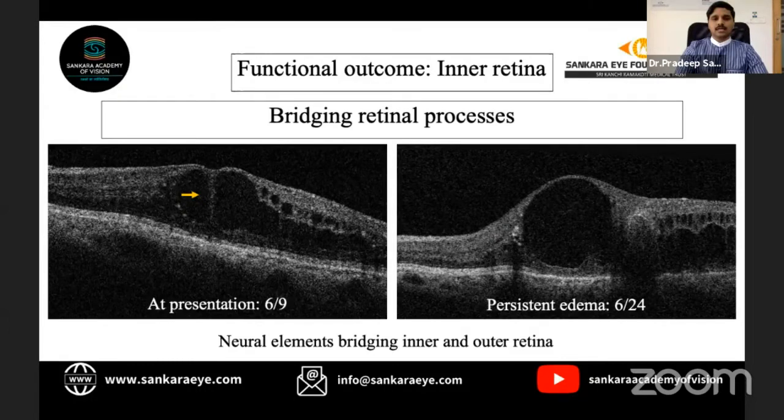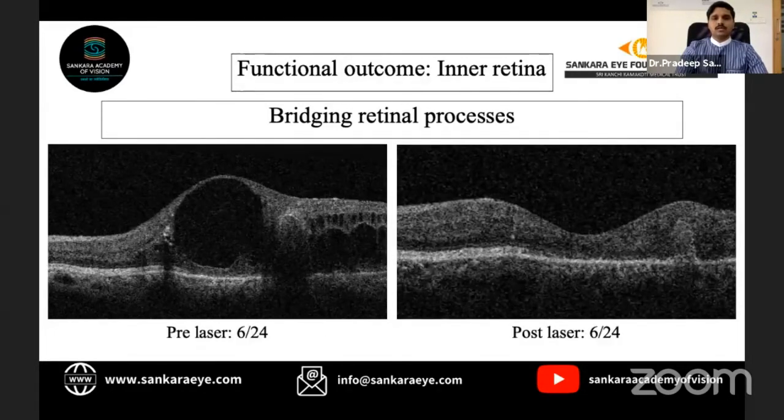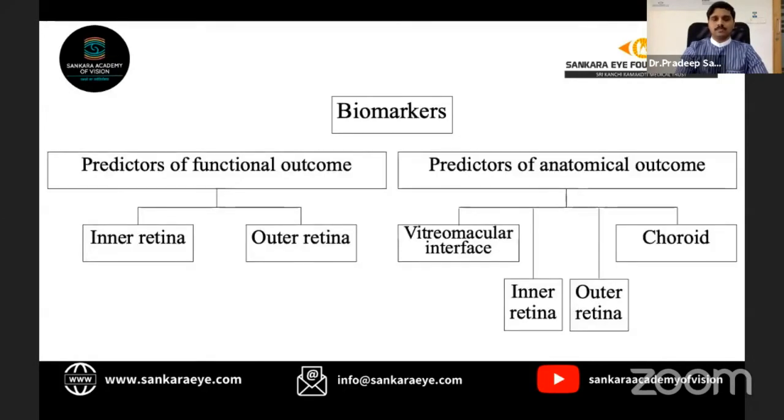So we can see that in this patient, the visual acuity was fairly good at presentation, but due to persistent edema, the bridging retinal processes are lost, and we can see that the visual acuity has reduced. When this patient was treated with laser photocoagulation, we can see that the macular edema has resolved completely, but the visual acuity did not improve much. So the bridging retinal processes would be an indicator of good visual outcome in diabetic macular edema.